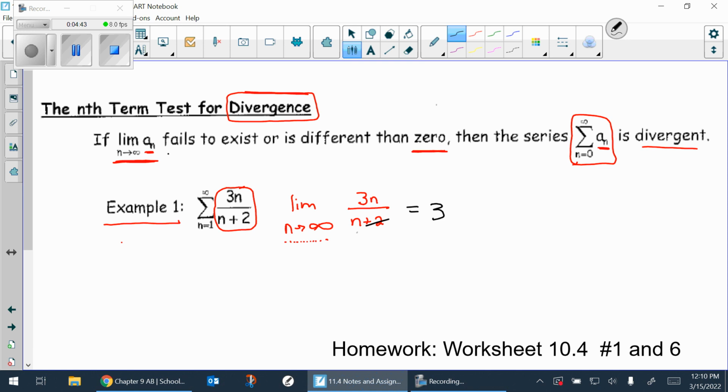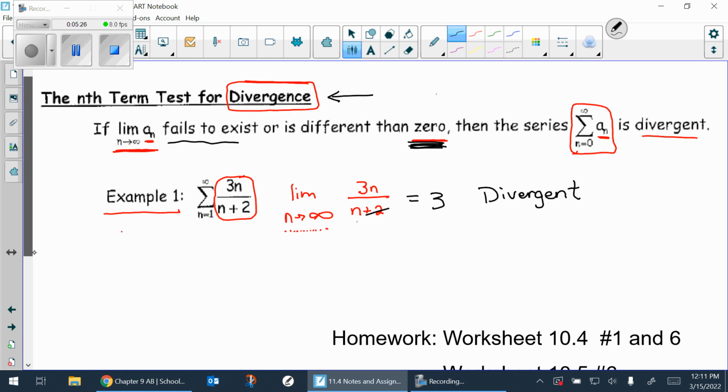Well, this limit does exist, but it is different than 0. The limit is 3. The limit is not 0. So this series must be divergent because the limit is something other than 0. Now, if the limit is 0, we don't know if it converges or diverges. We can't use the nth term test. We can't say it diverges by the nth term test if the limit is 0, but we also can't say whether or not it converges. We're going to have some other tests that we can take a look at.